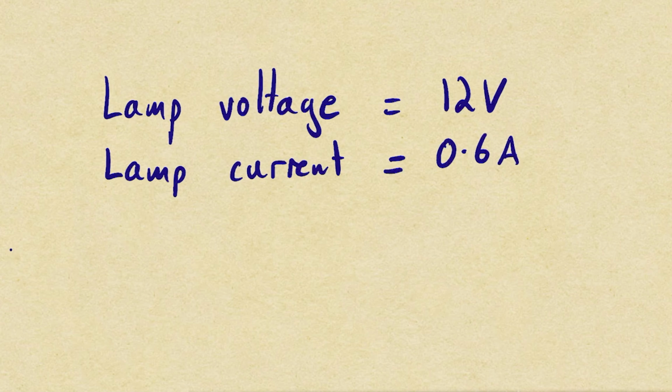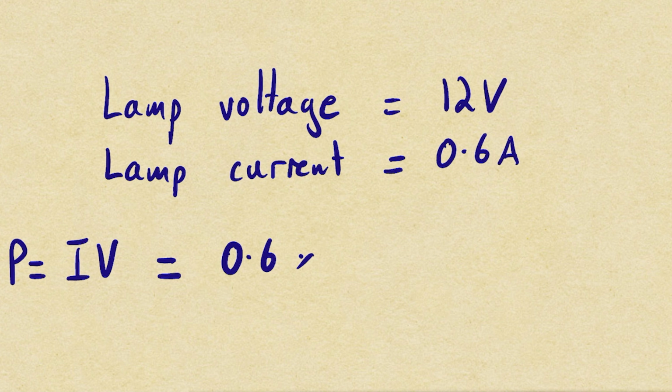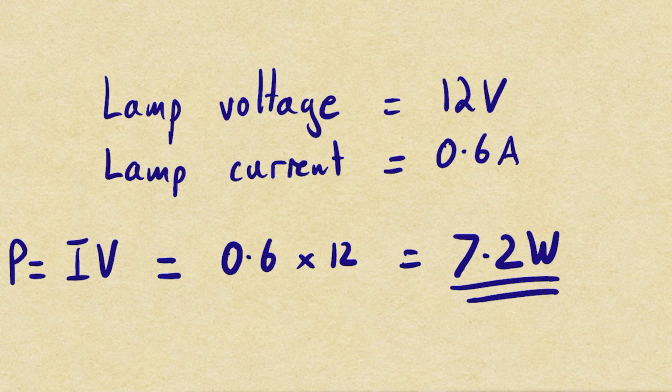My desk lamp runs off a voltage of 12 volts and a current of 0.6 amps. What's its power? Power is current times voltage, so it's 0.6 amps times 12 volts, and that gives us 7.2 watts. If you look on the bottom of most appliances, you'll see that they've got a sticker on that tells you their power. This one is 2,750 watts. That's my wife's kettle.